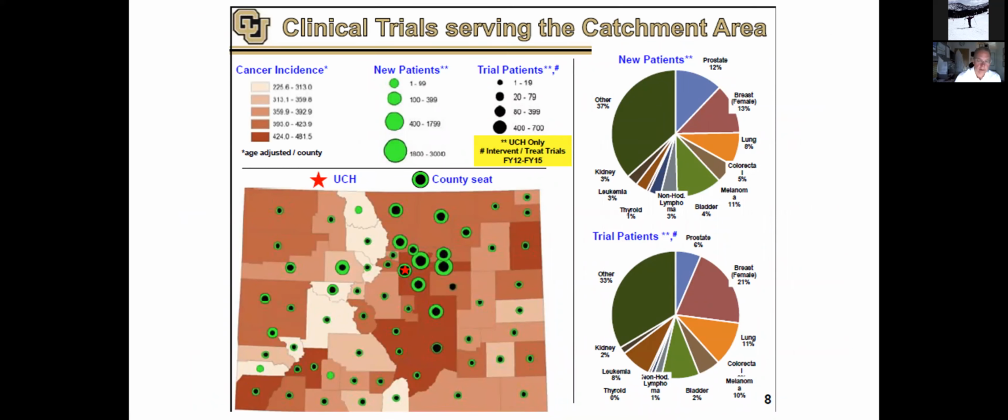The University of Colorado Cancer Center serves the state of Colorado. So here we've tracked the state, and we've looked at cancer incidence, new patients, and clinical trial patients through the entire state, basically through every county. Here's where the campus is, and you can see obviously bigger circles of both new patients and trial accruals right around where the campus is located. And you can see prostate, breast, lung, colon, melanoma, bladder, all the various cancer types here.